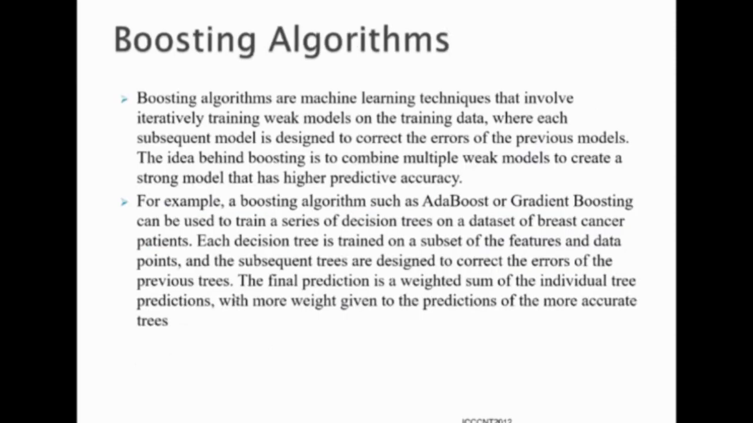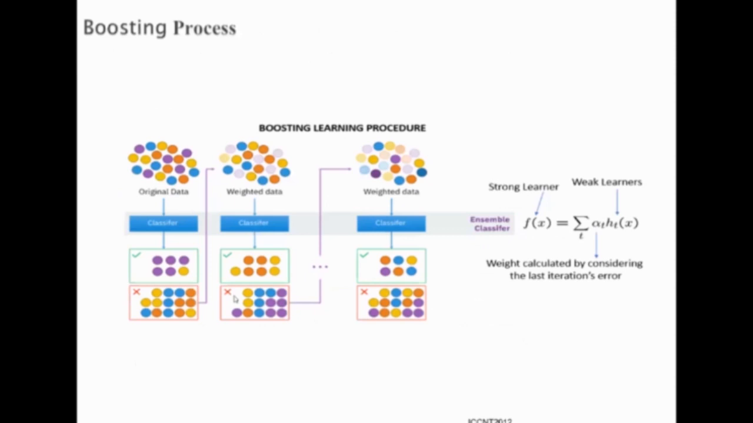Now, boosting algorithms. In boosting, as I said, we combine different algorithms. This is the boosting process: first, we take the original data and our classifier will classify the data. The data which our classifier cannot classify, meaning the leftover data, will be processed again. Like this, the process continues until we get a strong classifier.